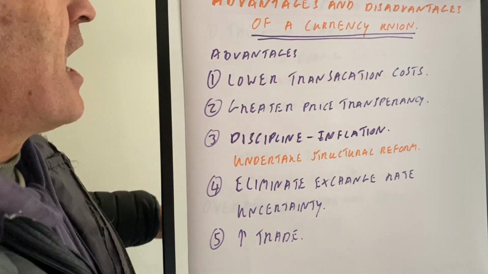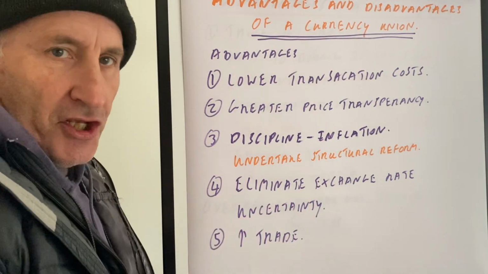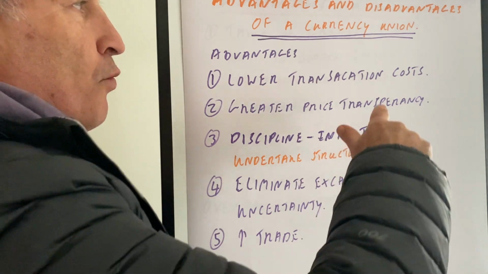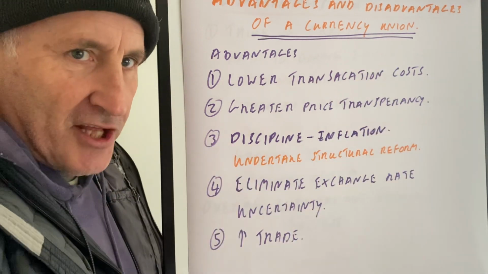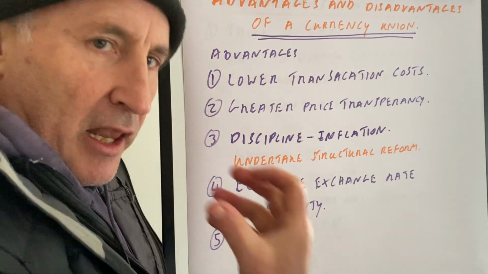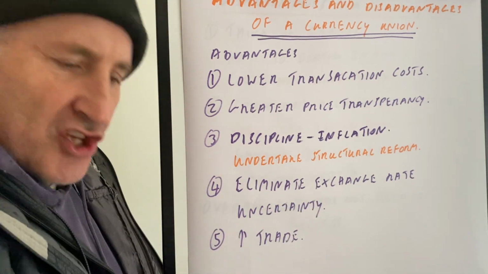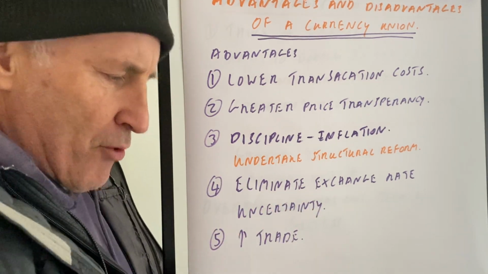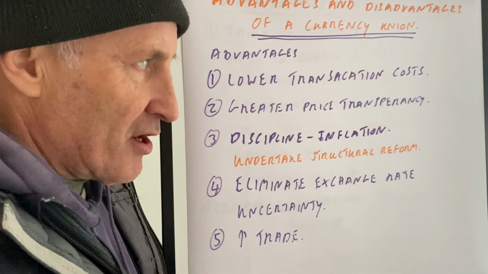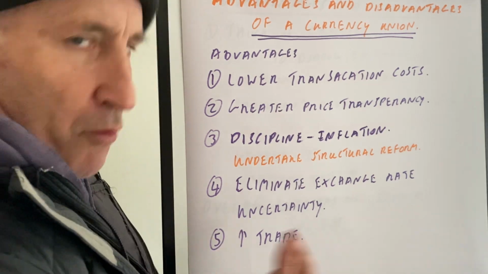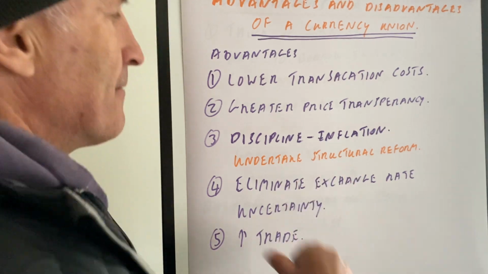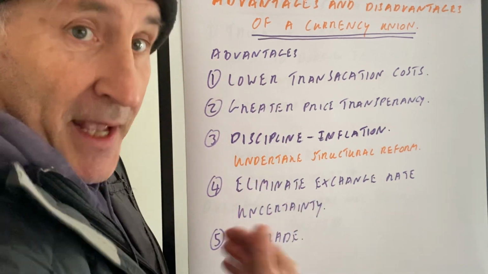Okay. Advantages and disadvantages of a currency union. The currency union, e.g., we have the euro. Now, fundamentally, the euro is not a great success. Luckily, the UK was not in the euro, which was a bit of a shame because when we were in Europe, we were part of the European Union, which is really good, but the euro was a complete disaster.